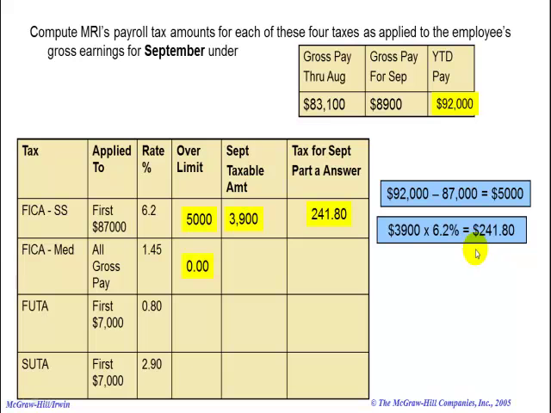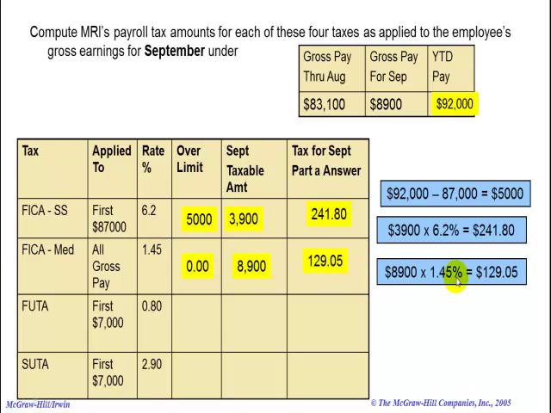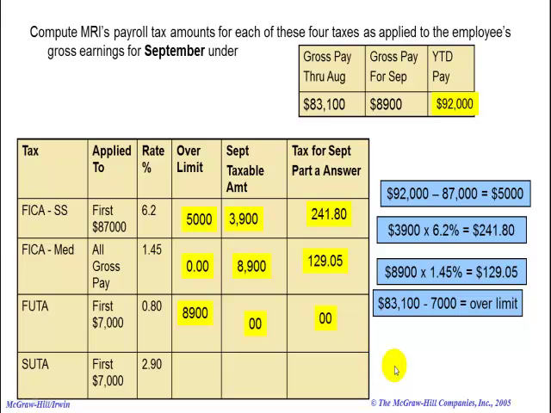So let's go on to Medicare. Medicare, they're not going to be anything over the limit, so the whole $8,900 is taxable. $8,900 times 1.45% will give us $129.05. And for FUTA, the entire $8,900 is over the limit, so they're not going to pay anything. Nobody's going to pay anything for FUTA, and the same thing for SUTA.